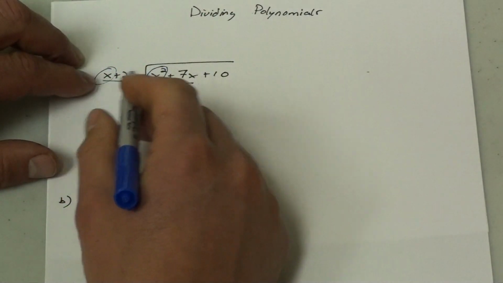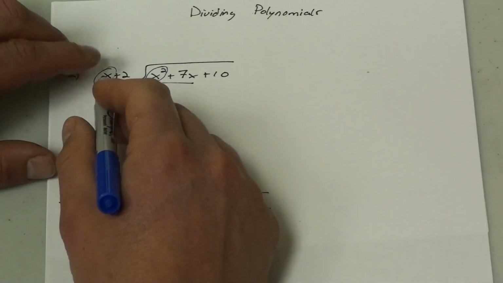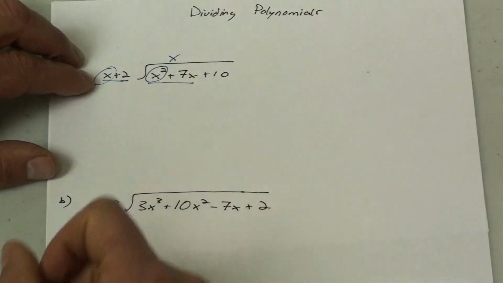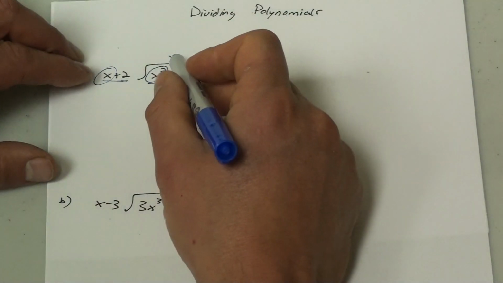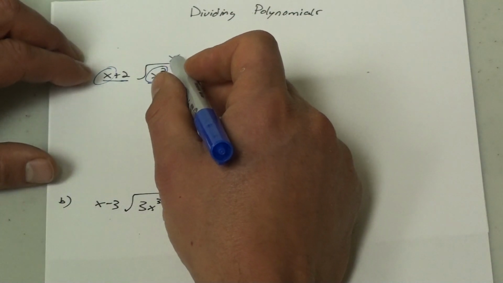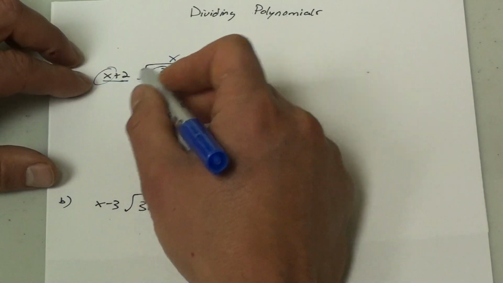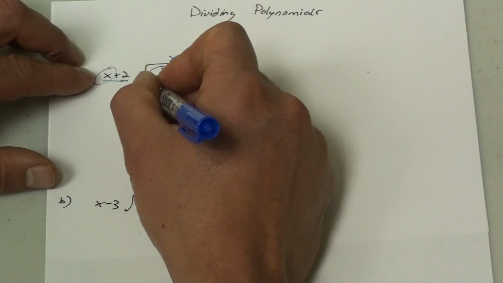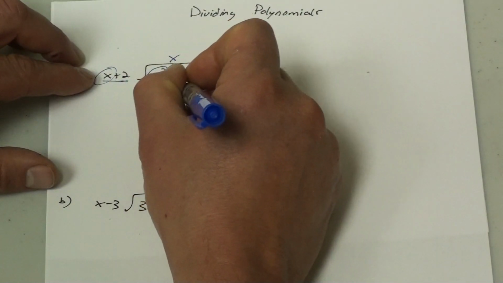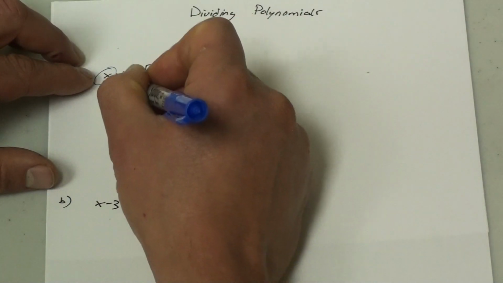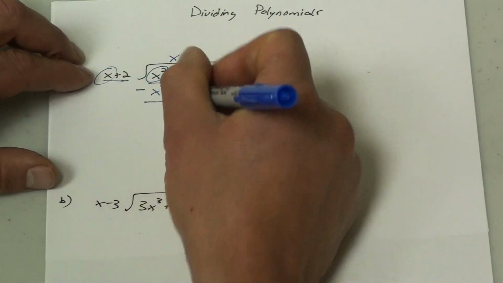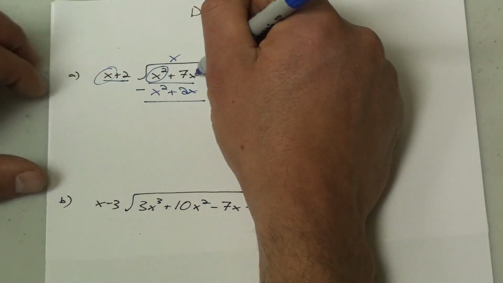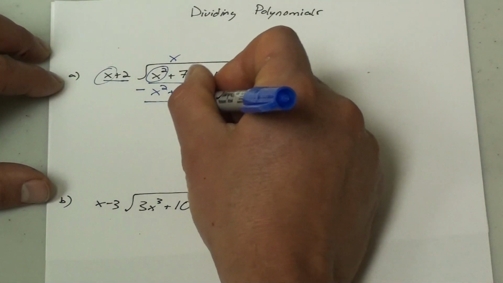How many times x into x squared? Or what do I have to multiply x by to get to x squared? I need to multiply it by another x, so I put the x up top. Then I'm going to multiply x times x plus 2. So I'm multiplying the entire thing, which is going to be x squared plus 2x. And then I subtract. The x squareds cancel out, and I'm subtracting 7x minus 2x, which is going to give me 5x.